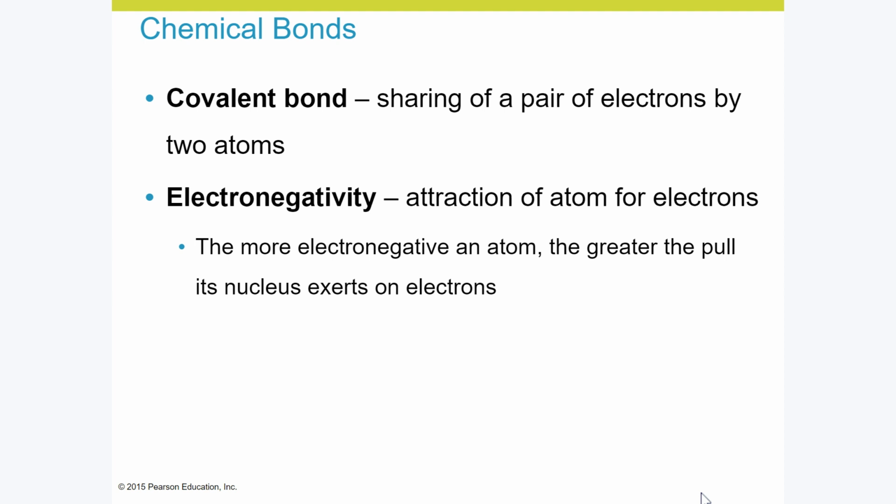So we have 2 different types of bonds we're going to talk about. We have covalent bonds and ionic bonds. So covalent bonds share a pair of electrons between the 2 atoms, and they have electronegativity. So some atoms attract the electron more than others. So the more electronegative an atom is, the greater the pull the nucleus exerts on the electron. So it's going to pull that new electron in closer and hold on to it longer.